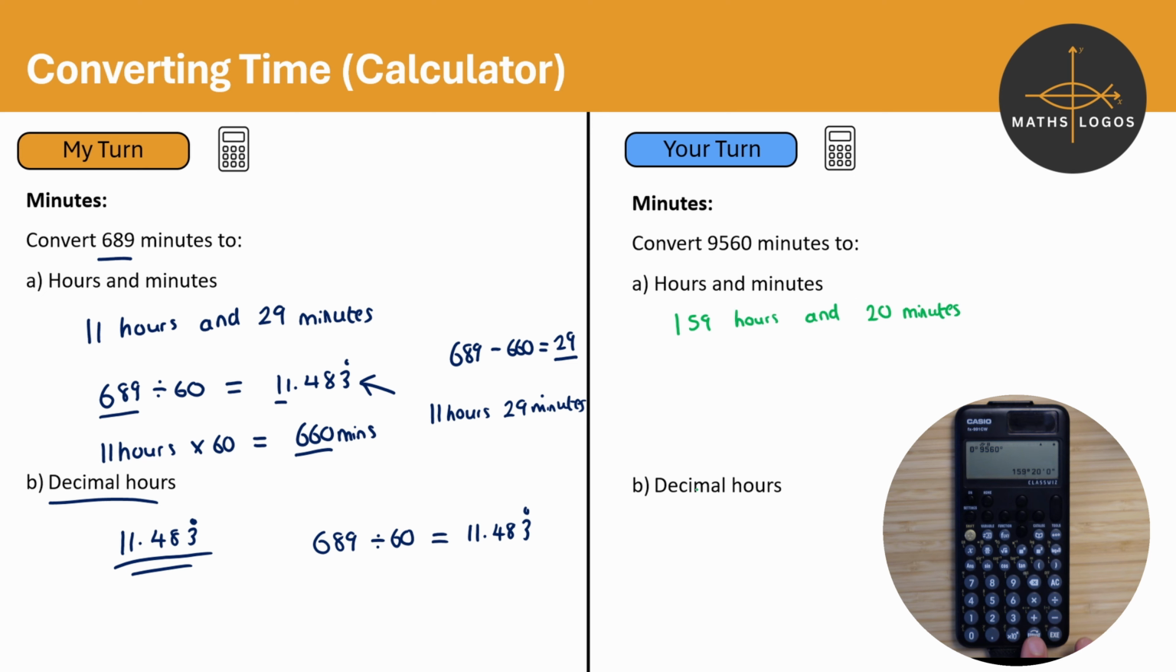I want to turn it into decimal hours. I'll hit the format button. I'll navigate down to decimal, and it tells me that it's 159.3 recurring hours. And this format can be really helpful in calculations.